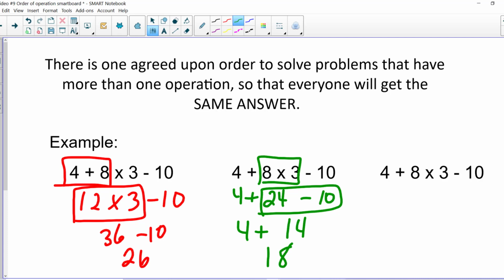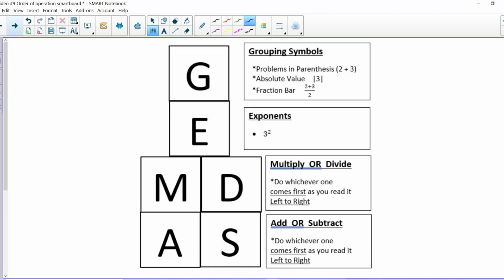The same thing can happen if I start over here and let's start with 3 minus 10. 3 minus 10, that'll give me a negative number, right? Negative 7. 4 plus 8 times negative 7. And you can see even already, I'm going to end up getting a different answer by doing it in a different order. So that's why everybody decided we agree upon solving problems with more than one operation, and we solve them in an agreed upon order so that we all get the same answer. And here is that order.